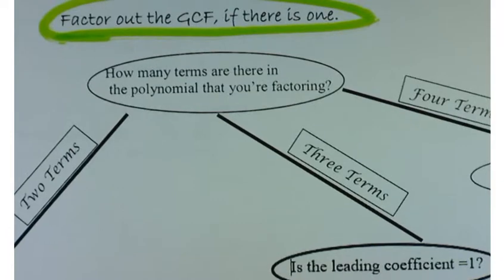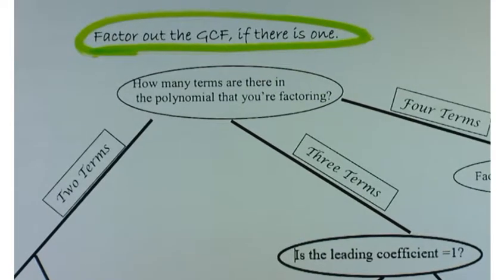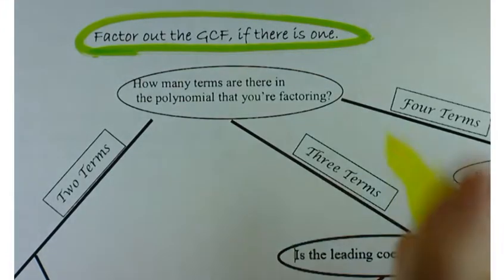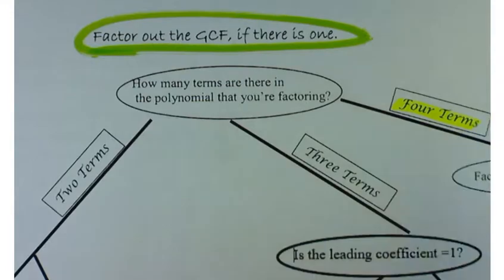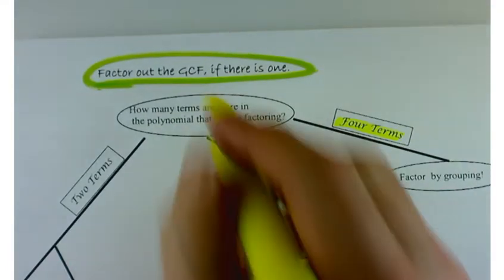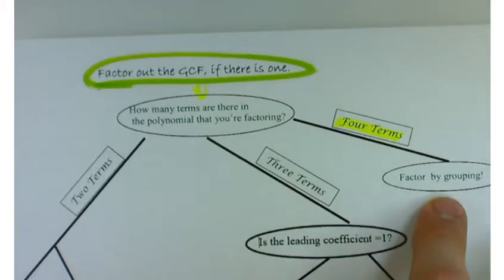After that, it's going to depend on how many terms that you have. If you have something to factor that has 4 terms, well, that one's a pretty easy choice. If you have 4 terms, assuming that you factored out any GCF, then factor by grouping.